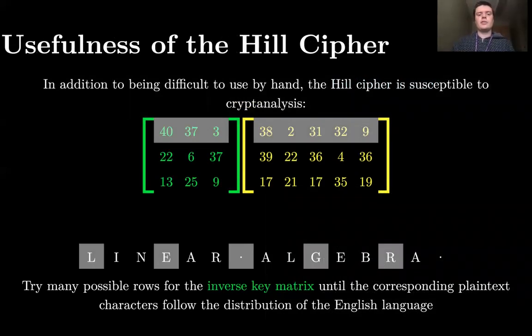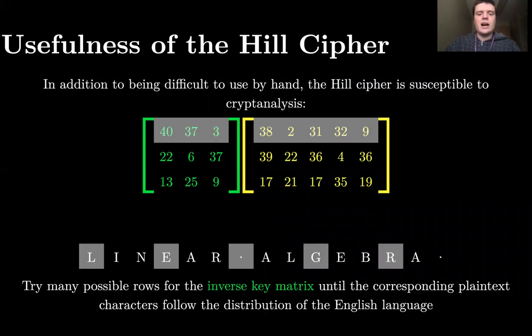Now, how useful is it? I've already established the Hill cipher is quite difficult to use by hand because you have to compute a modular matrix inverse. And if the message is really long, performing matrix multiplication can be kind of tedious. In addition to the difficulty of using the Hill cipher by hand, the Hill cipher is also susceptible to cryptanalysis.